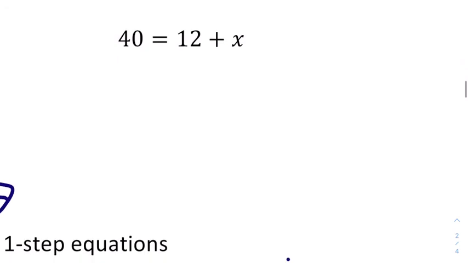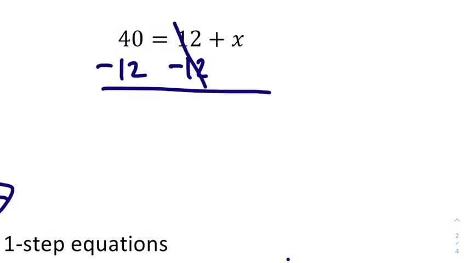Now in this next one, the x is on the right-hand side. And that's okay. Sometimes we're going to see that. And I see a plus sign there, but I don't want to really look at that plus sign. What I want to look at is that 12 and determine if that 12 is positive or negative. And I can look at that and see it's positive. And positive means addition. So I want to do the opposite of addition. So I'm going to subtract 12 from both sides.